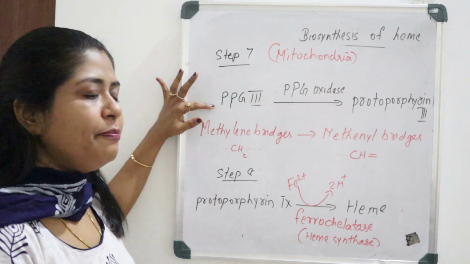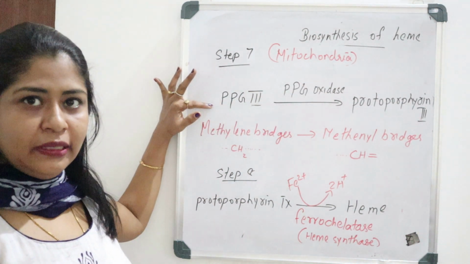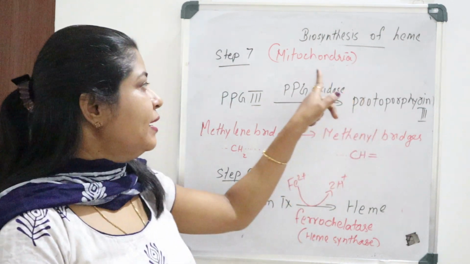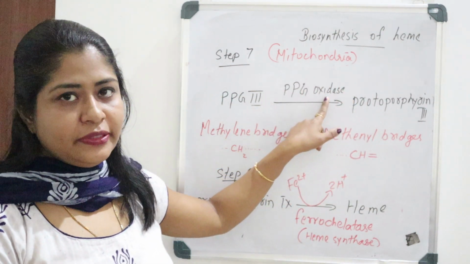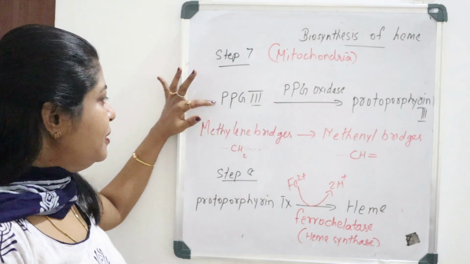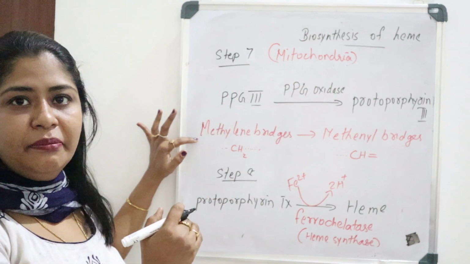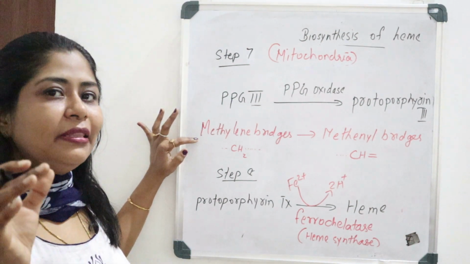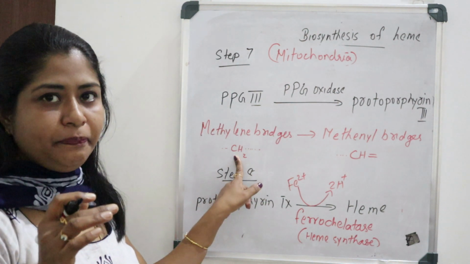Then what happens is that PPG, protoporphyrin 3 or 9, is converted to protoporphyrin 3, and it is catalyzed by the PPG oxidase. And here what occurs means, actually this PPG3 where methylene bridges will be there. Methylene bridges we saw, the methylene bridges joining the pyrrole rings, that is CH2.